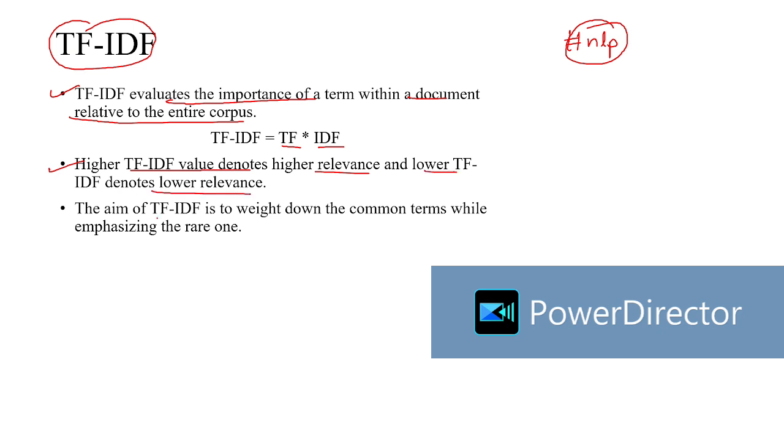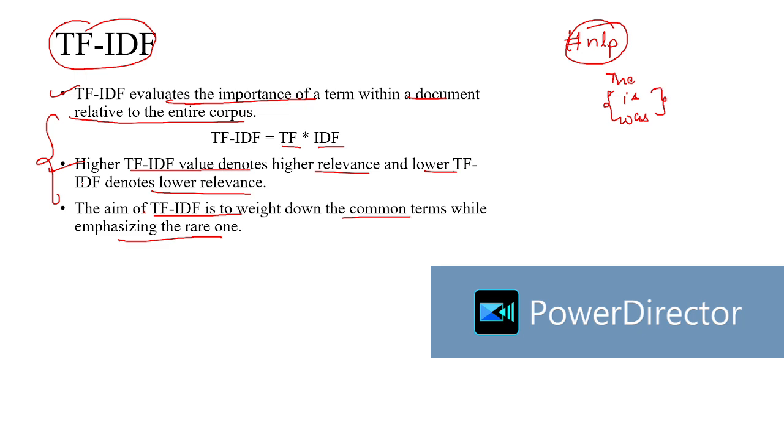Lower relevance. The aim of TF-IDF is to weight down the common terms. Let's suppose these are the common terms like the, is, and was. These are common terms that can appear in any documents, while emphasizing the rare ones. So this is the intuition behind TF-IDF. I hope this is all clear to you.